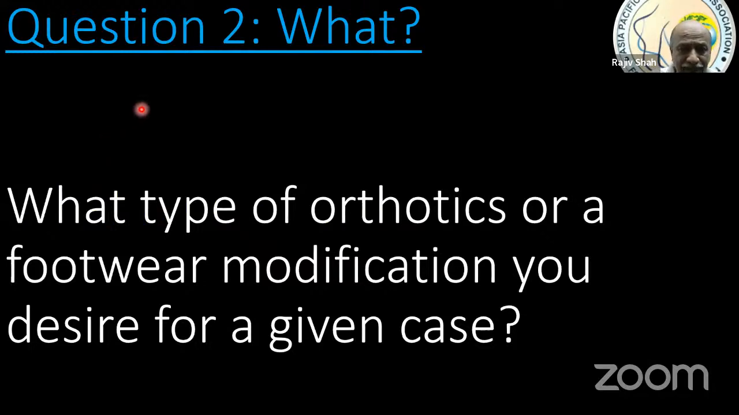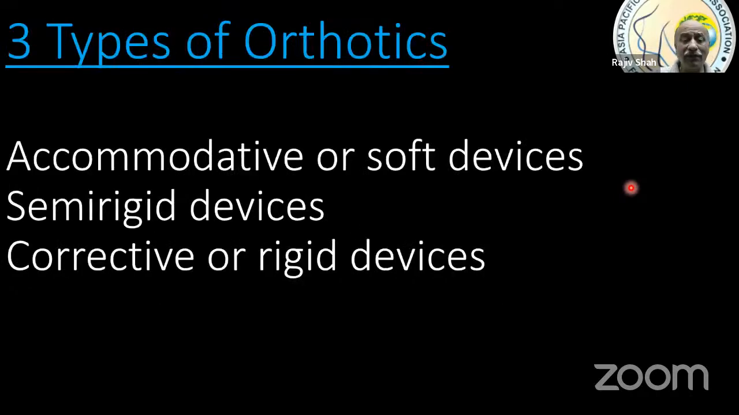The second question you need to ask yourself is what type of orthotics or footwear modification you desire for a particular case. This depends on what kind of orthotics you want to use for a particular deformity. Orthotics are of three types: soft devices, semi-rigid devices, or rigid devices. Soft devices are really soft and will not give any pressure. Semi-rigid devices are in between, and rigid devices are going to rigidly correct the deformity. So you need to know what kind of orthotics you want to give for a particular case.